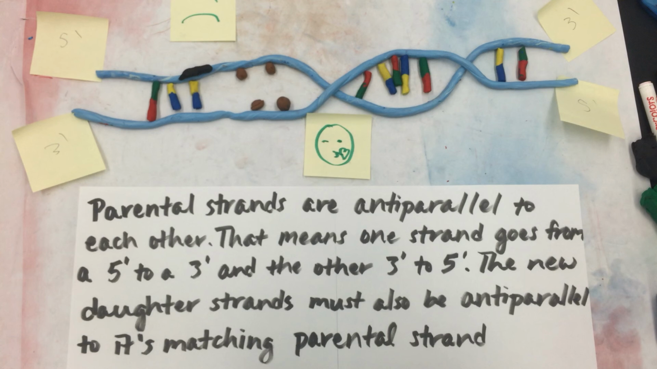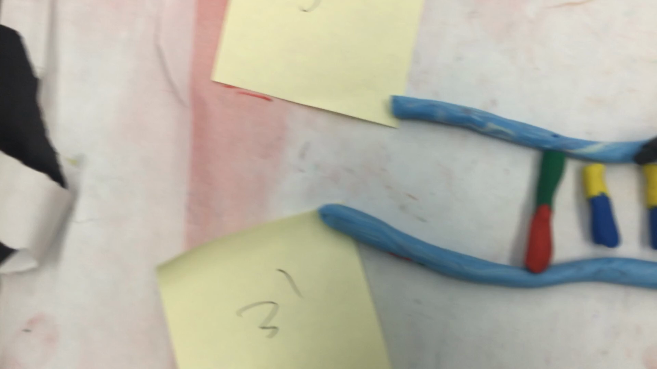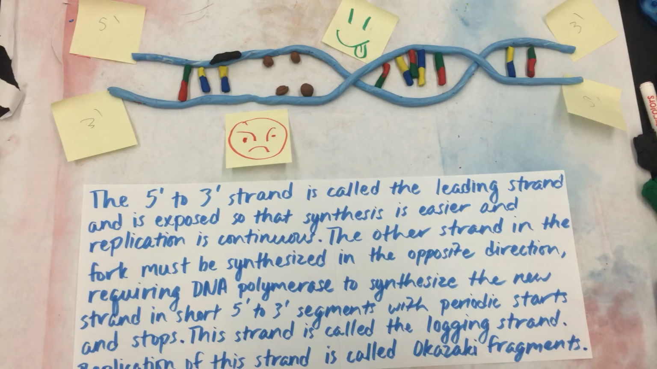That means one strand goes from 5' to 3' and the other from 3' to 5'. The new daughter strands must also be anti-parallel to their matching parental strand. The 5' to 3' strand is called the leading strand and is exposed so that synthesis is easier and replication is continuous.